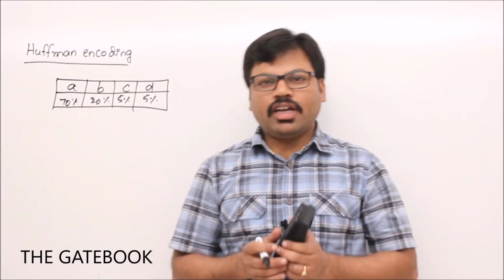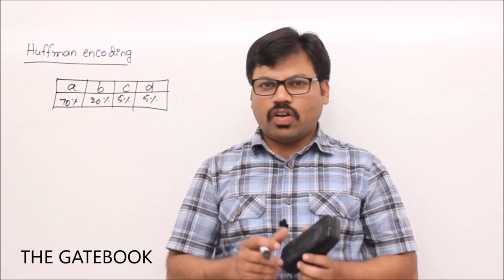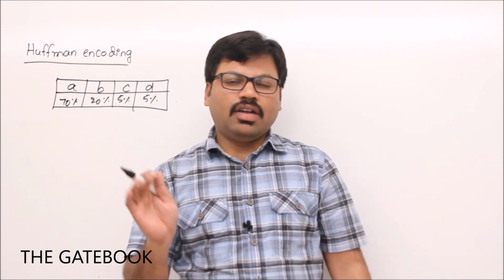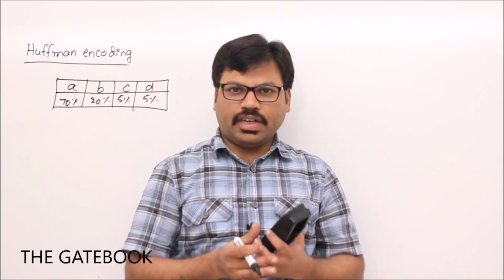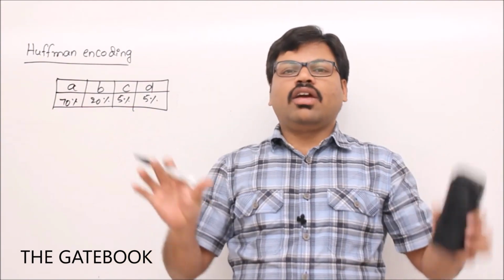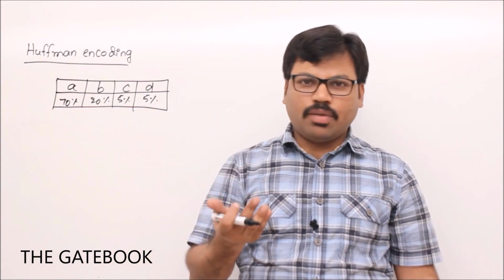We'll see the Huffman encoding algorithm. So the Huffman encoding algorithm is going to give you a variable length encoding that is optimal. But how this algorithm works, I will tell you. Finally, your algorithm is going to give you a tree. That tree is going to decide your variable length encoding.